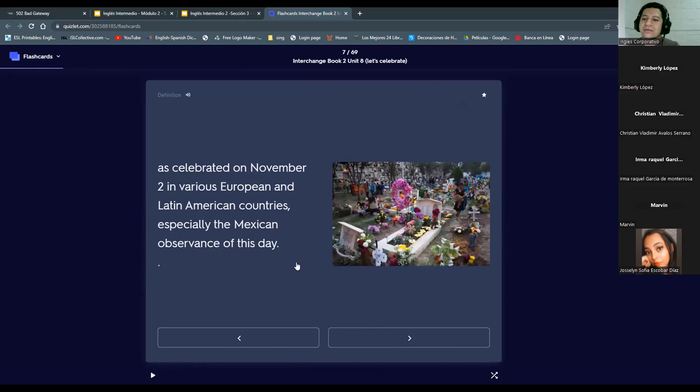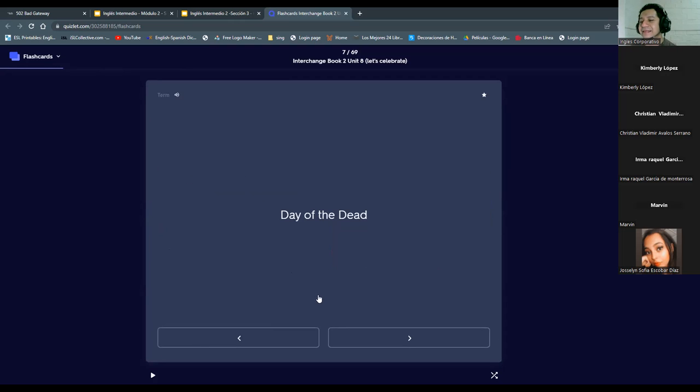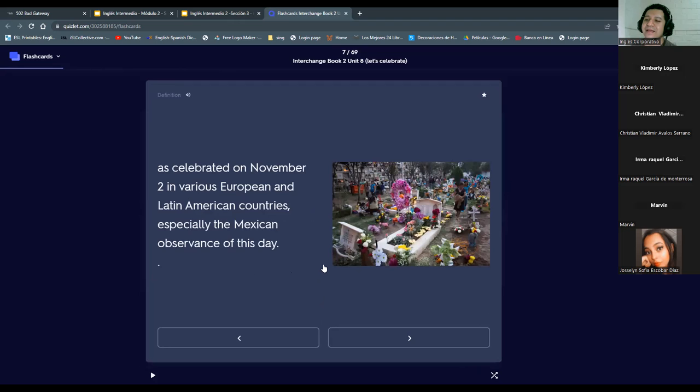As celebrated on November 2nd in various European and Latin American countries, especially the Mexican observance of this day. ¿Qué celebramos el 2 de noviembre nosotros? What do we celebrate? It's the Day of the Dead, Día de los Difuntos, ¿verdad? When we go to cemeteries, etc.